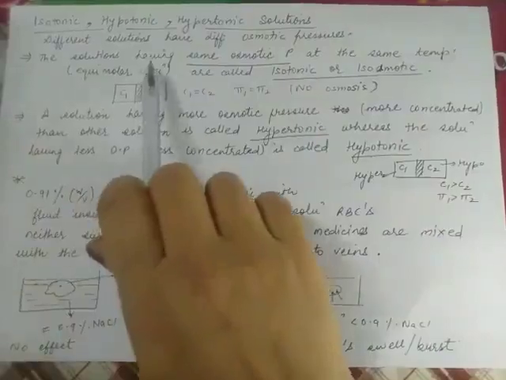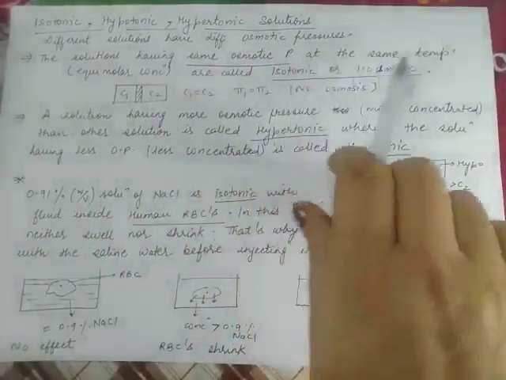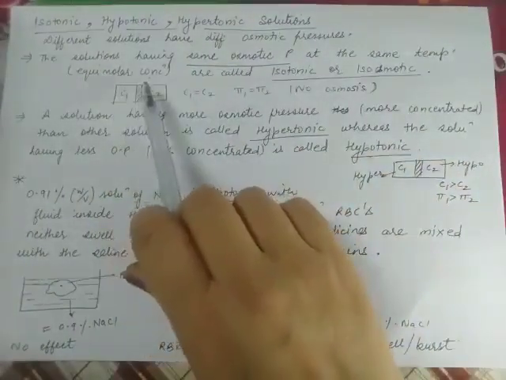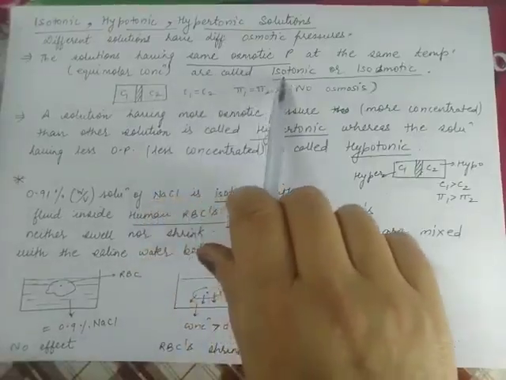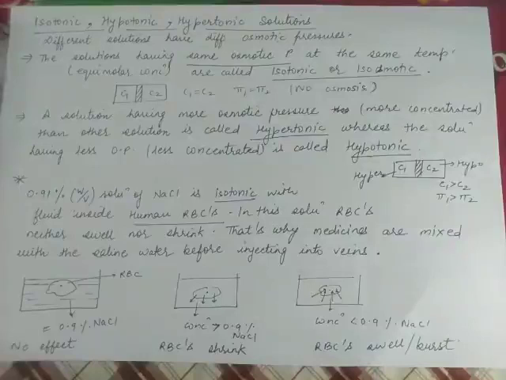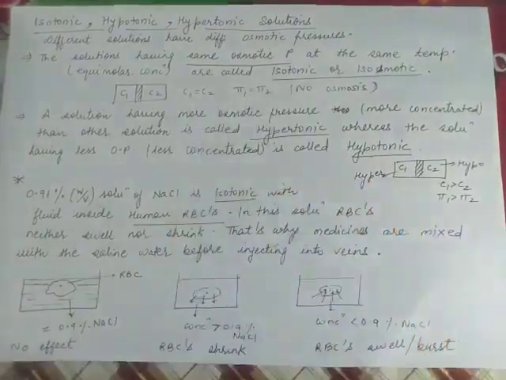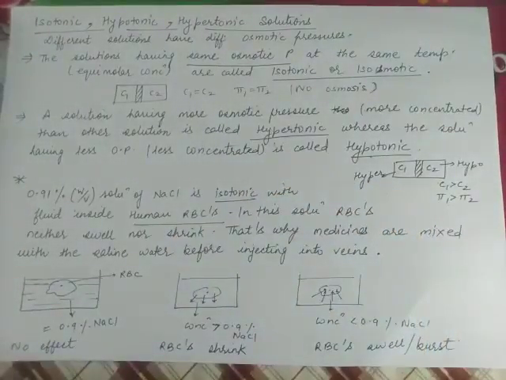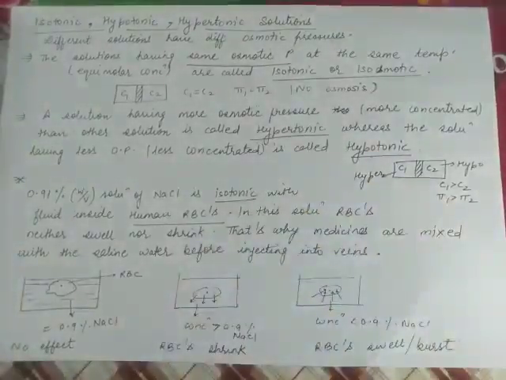So the solutions having the same osmotic pressure at the same temperature, that is, equimolar concentrations, are known as isotonic or isoosmotic solutions. So what is the meaning of isotonic solutions? The solutions having the same osmotic pressure, and definitely if osmotic pressure is the same, the concentrations should be the same, and between these two solutions no osmosis occurs.